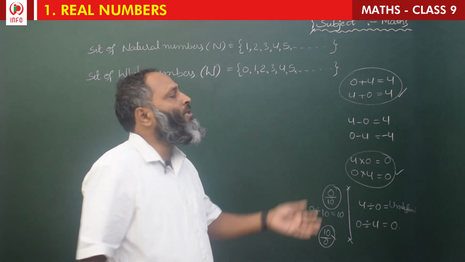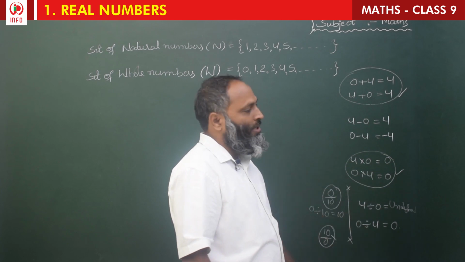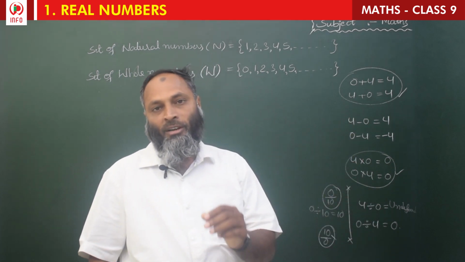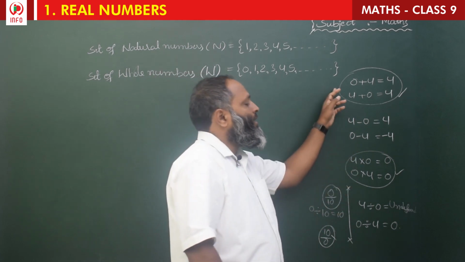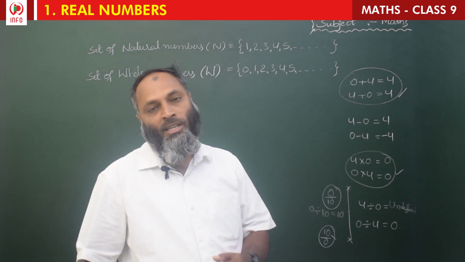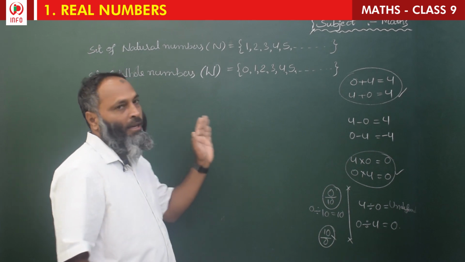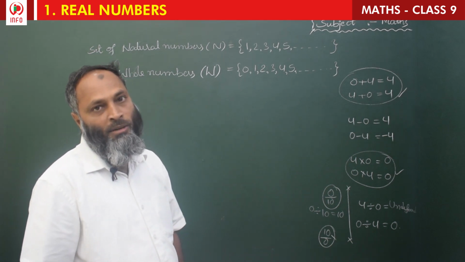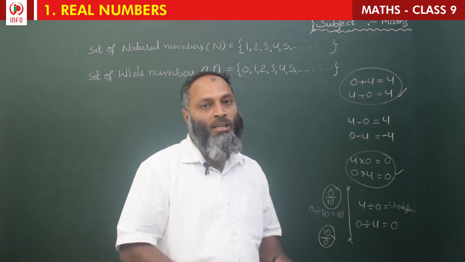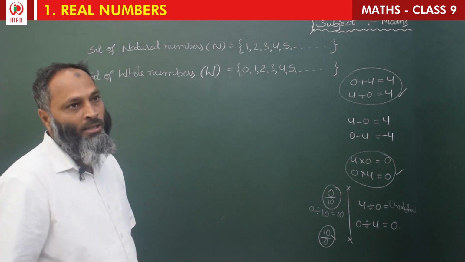If the order changes, the answer will not change in addition and multiplication, but in subtraction and division the answer will change. So, that is why commutative property is applicable in addition and multiplication in whole numbers, but not in subtraction and division. So, this is about when 0 comes, how the fundamental operations change. So, this is about whole numbers.